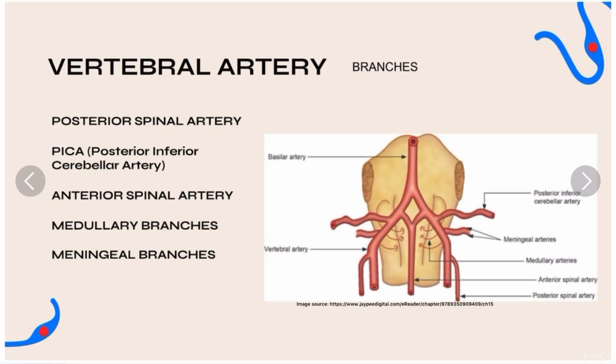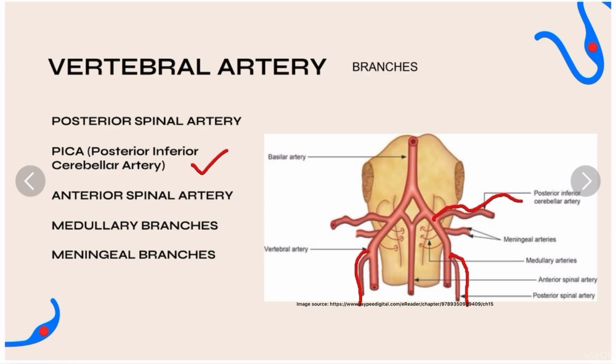Coming to the branches. The branches of the vertebral artery include, the first branch is the posterior spinal artery. This is the posterior spinal artery. We have two posterior spinal arteries, one on each side. Then coming to the largest branch, that is the PICA, the posterior inferior cerebellar artery. It is the largest branch of the vertebral artery. It has a tortuous course and it passes between the roots of the hypoglossal, vagus and glossopharyngeal nerves. Finally this PICA supplies the cerebellum.